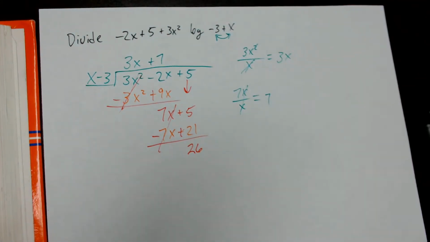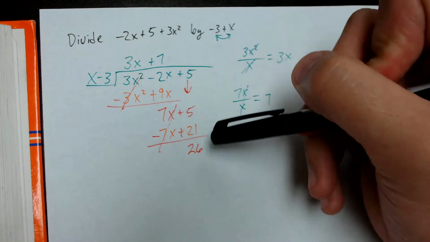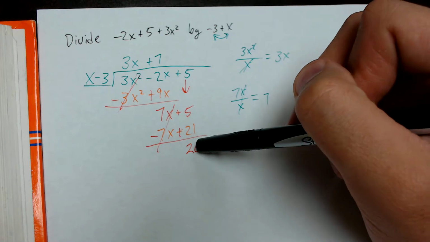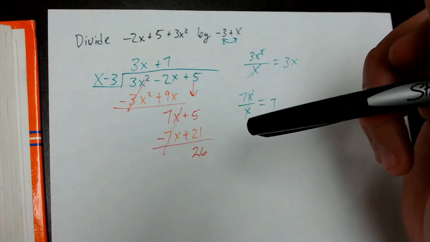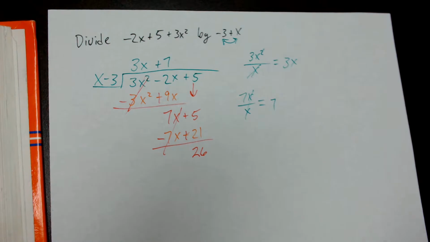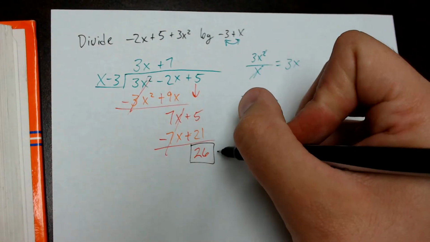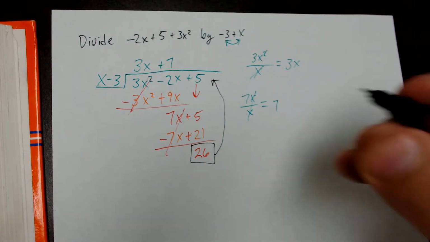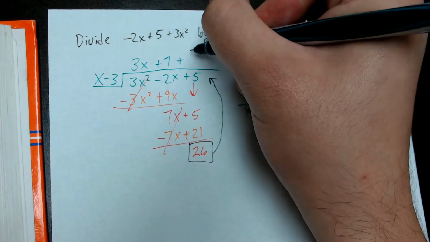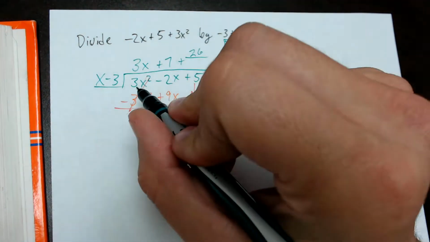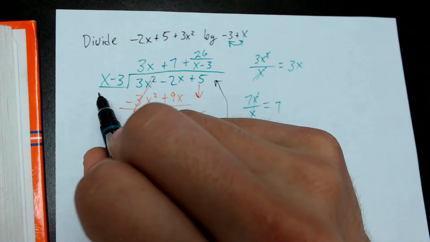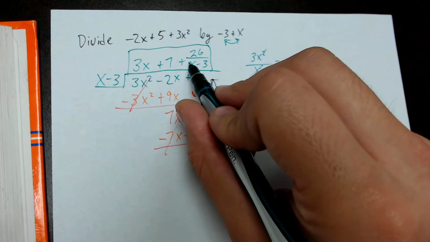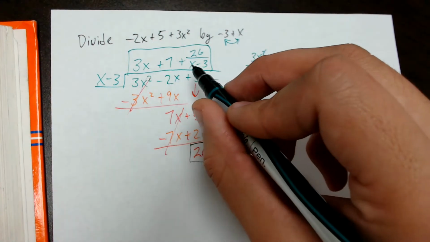All right. Now, when you get to the very end and you have nothing but a whole number, there's nothing else I can bring down. And if I look, there's no way that x can go into 26. So for this very last term, once I get this whole number at the end, I'm going to bring it up to the top and I'm going to write it as a fraction. So all I do at the very end is I just put plus 26 divided by x minus 3, which is our divisor. And this is my final answer, right? Since there's no way that I can divide 26 by x minus 3, I just write it in the end as a fraction. And that's the answer to my division of polynomials.